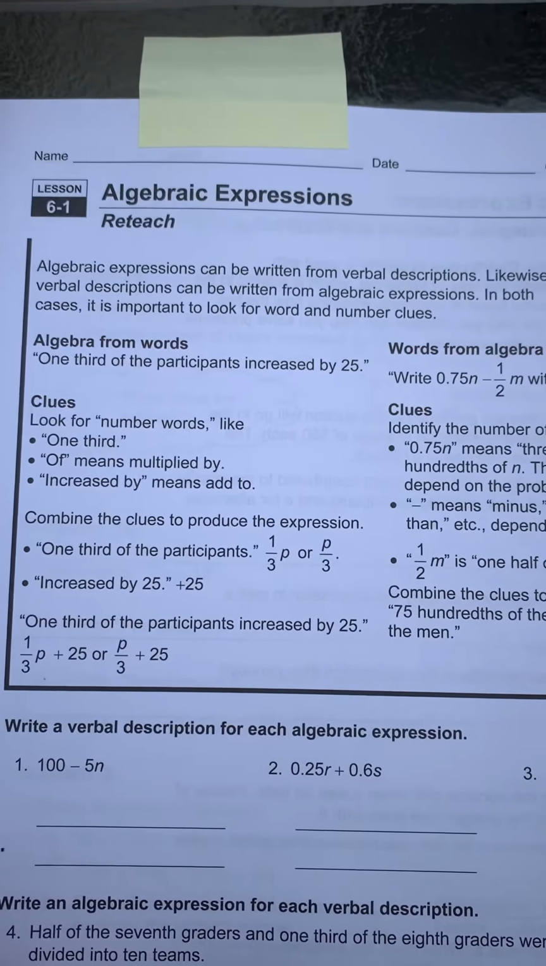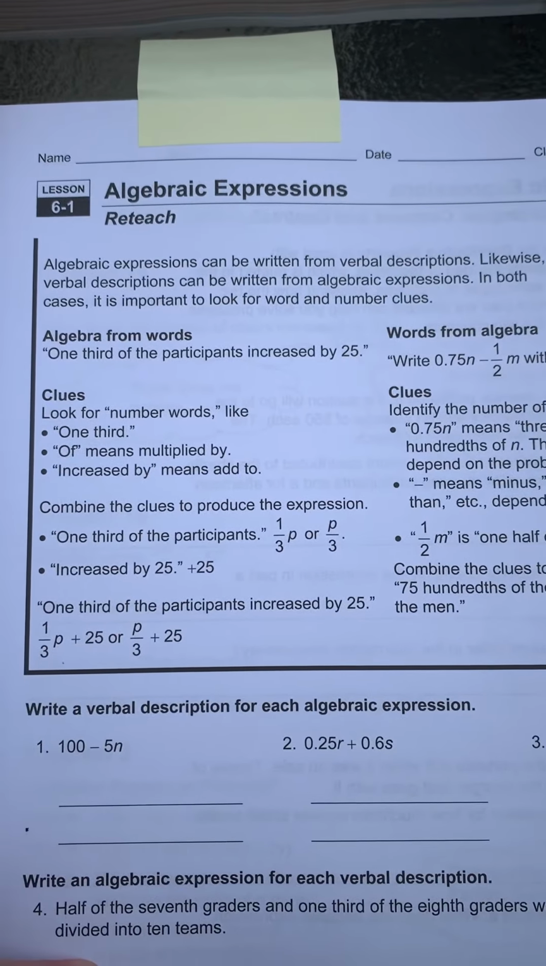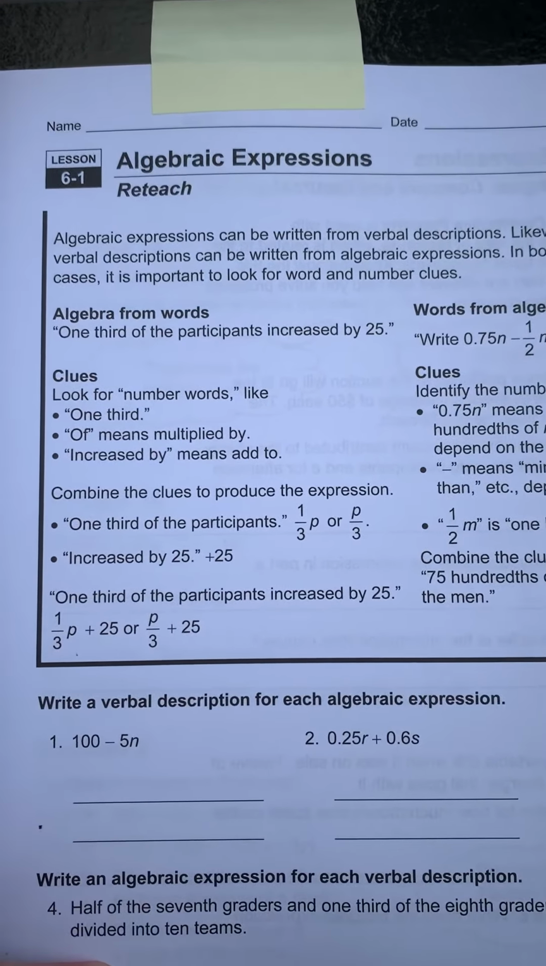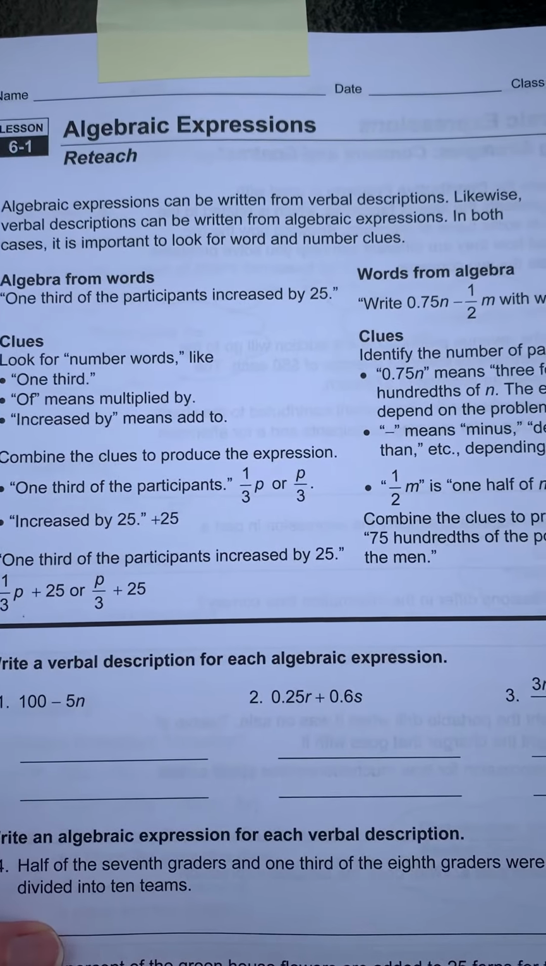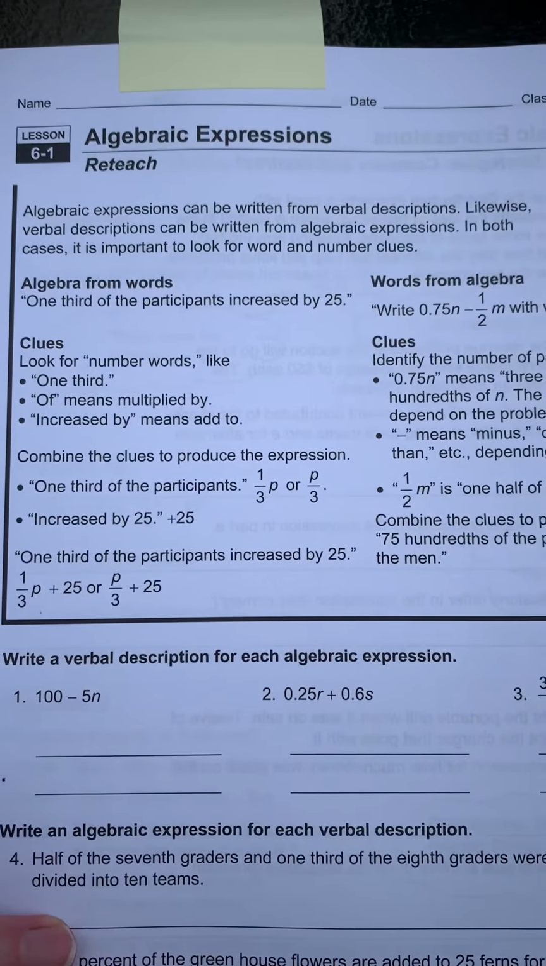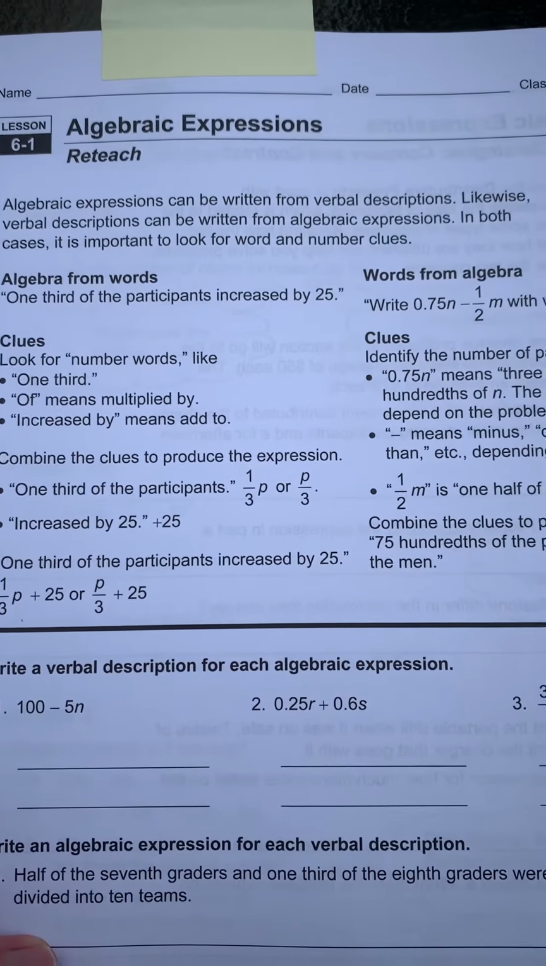Off last week with algebraic expressions, but I thought this was really good. It says algebraic expressions can be written from verbal descriptions. Likewise, verbal descriptions can be written from algebraic expressions. In both cases, it's important to look for word and number clues.